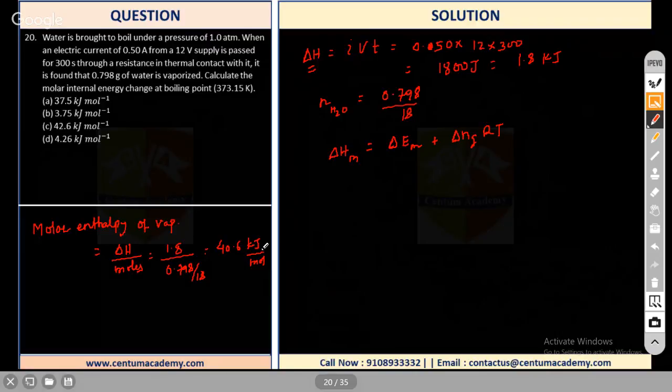Okay, and again when water vaporizes, H2O liquid converts into H2O gas or vapor. So del Ng value for this reaction is equal to what? Only one gaseous molecule we have.